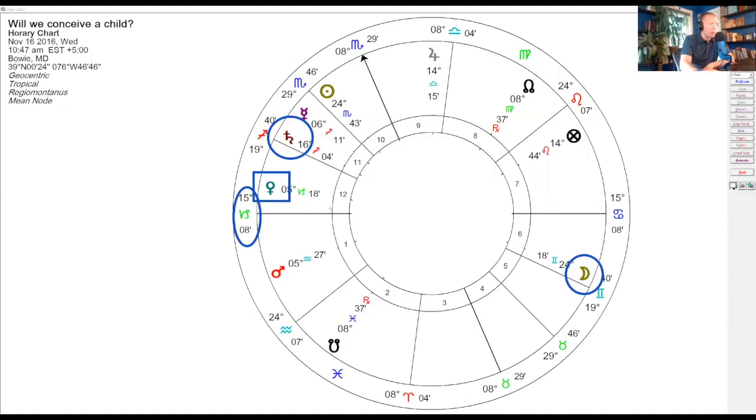So what we want to see is an aspect between the moon or Saturn and Venus. And we see it in two different ways. The first and most immediate way is that the moon is applying to what is called a contra antitia with Venus. It's a kind of obscure type of aspect. Let me try to explain it to you really briefly. Contra antitia and antitia are formed between signs and degrees of signs that are equal distant from the equinoxes or solstices.